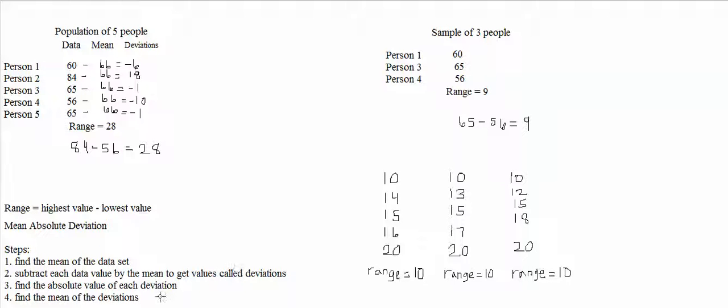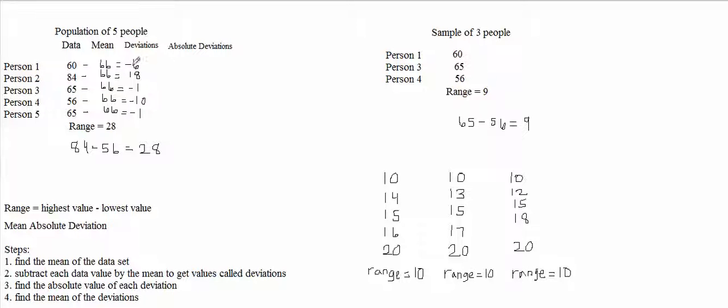Next we have to find the absolute value of each deviation. We have to get the absolute value of each of these numbers. To get the absolute value of a number, you just take the number and leave off the sign. So if it's a positive number, it just stays the way it is. It stays positive. And if it's a negative number, it just changes to a positive number. Let's find the absolute value of each of these deviations. So we'll call them absolute deviations.